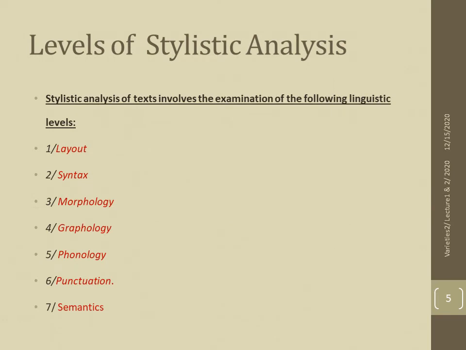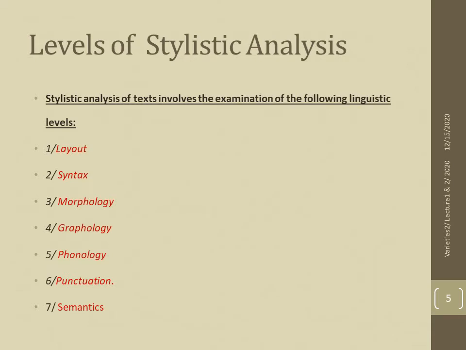Levels of stylistic analysis. Stylistic analysis of text involves the examination of the following linguistic levels. Of course, these are not all the levels, but just some of them. So whenever you tackle a text stylistically, that is, you analyze it stylistically, you should look at all these levels and even more. First of all, you're going to look at the layout, that is the text form, the structure, the titles, the paragraphs, and so on.